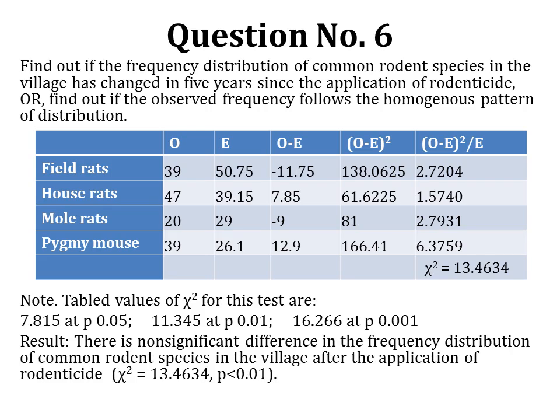So coming to our result, there is a non-significant difference in the frequency distribution of common rodent species in the village after the application of rodenticide. So chi-square is 13.4634, and the probability is less than 0.01. So this is all about the questions for the chi-square analysis.